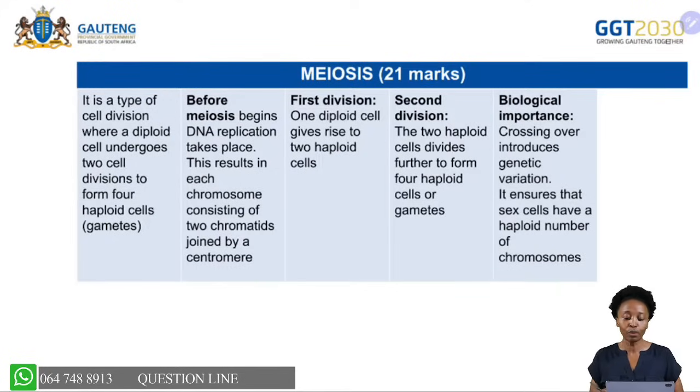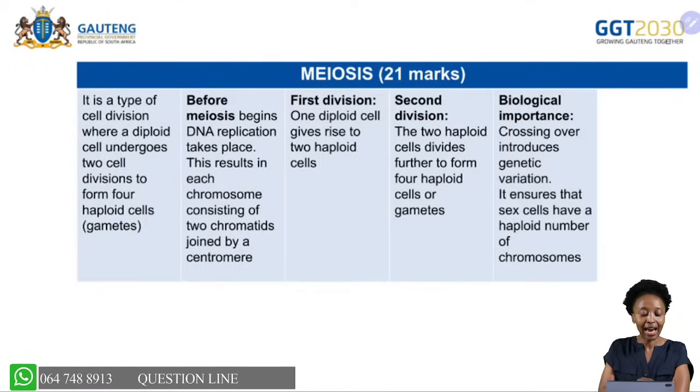Then moving on to meiosis, which is 21 marks of the topic. So here with meiosis, remember this is the type of cell division where a diploid cell undergoes 2 cell divisions to form 4 haploid cells. So sometimes when we describe this, we say it is the type of division that results in the formation of sex cells, or it results in the formation of gametes.